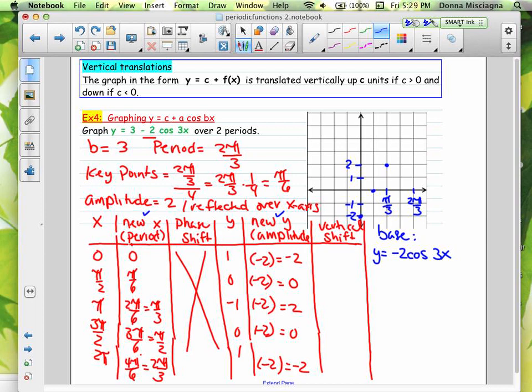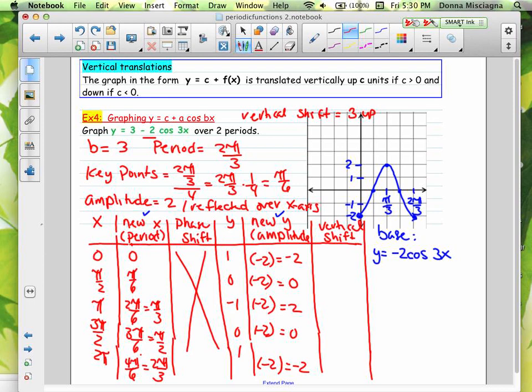Pi halves, which is the same as 3 pi over 6, so 1, 2, 3 right there, and it's at 0. And then 4 pi over 6, or 2 pi thirds, is -2. So here's our base graph. Okay. Now our vertical shift is just plus 3. It's 3 up.